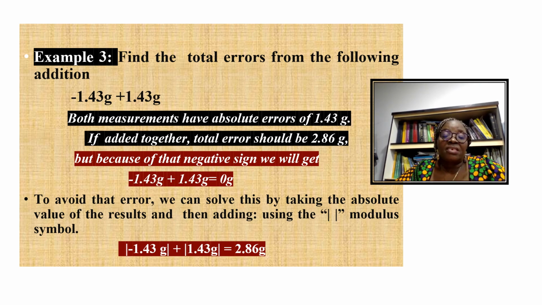But to avoid that error, we can solve this by taking the absolute value of the results and then adding using the modulus symbols. If we add now modulus minus 1.43 gram plus modulus 1.43 gram, we are getting a result of 2.86 gram. So the modulus sign is used when we have various values to add together, positive or negative.